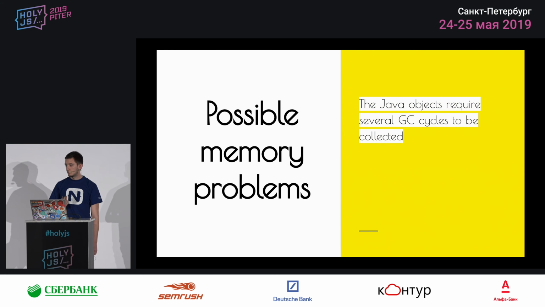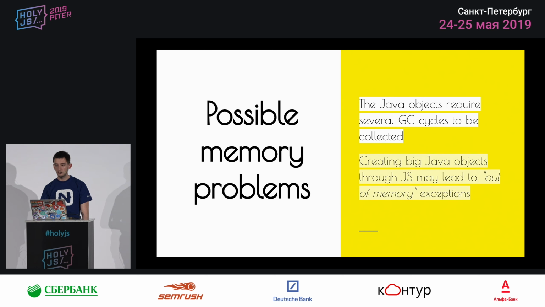You can see that Java objects need several garbage collection cycles to be removed from the memory. This is actually not a problem because objects tend to be small. They do not use so much memory that they create a problem. But if we are dealing with native arrays from JavaScript or native images from JavaScript, we may run out of memory.